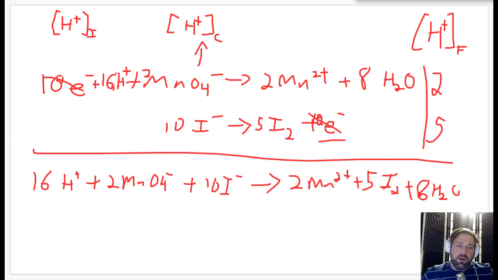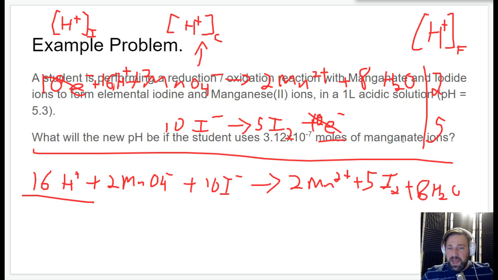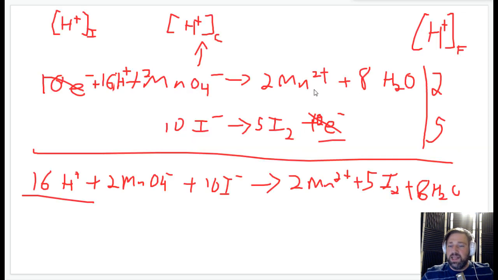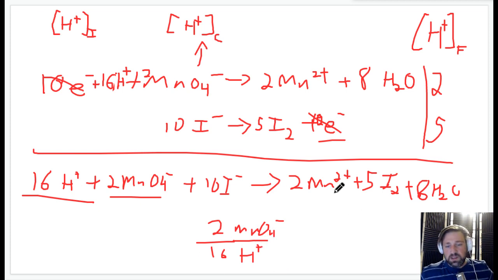Now, the thing is that when we're doing stoichiometry, we don't care about most of this. Think back about what we want. We want hydrogen ion concentration, so we're going to need hydrogen ions. And what is it that they gave us? They gave us manganate ions. So we're going to need those two things. So 2, 16. Those two numbers. 2 manganate, 16 hydrogen ions. That is going to be what we are after.